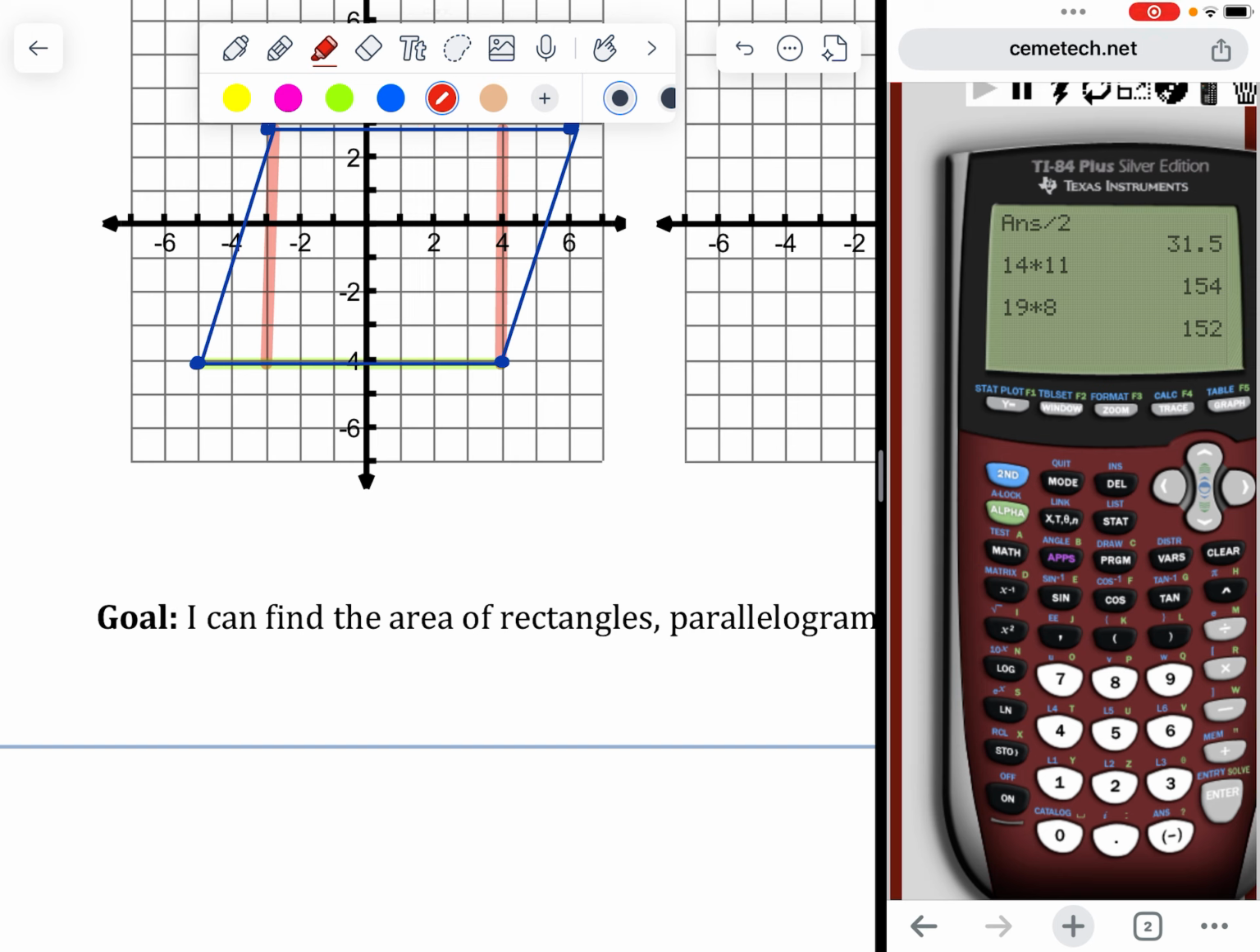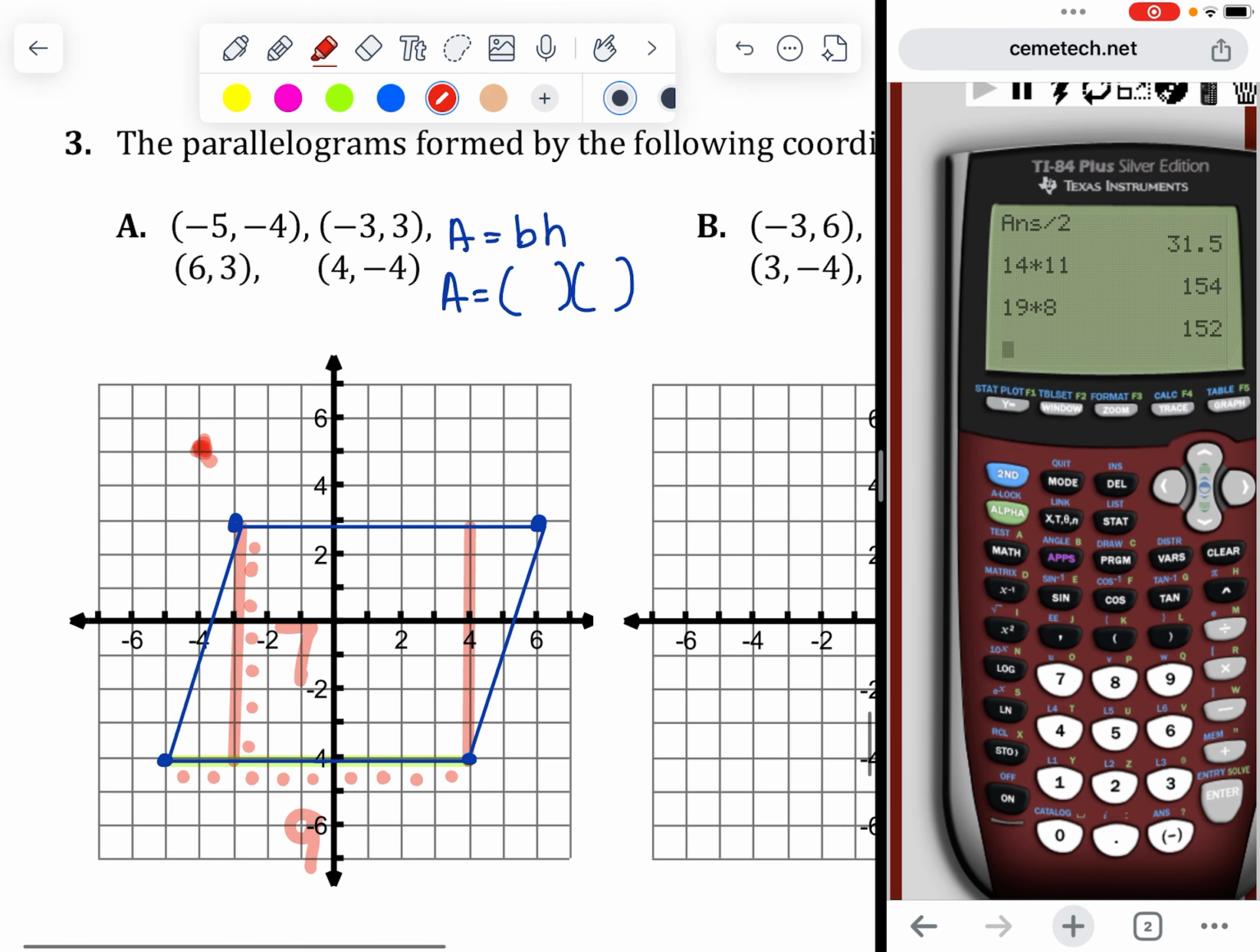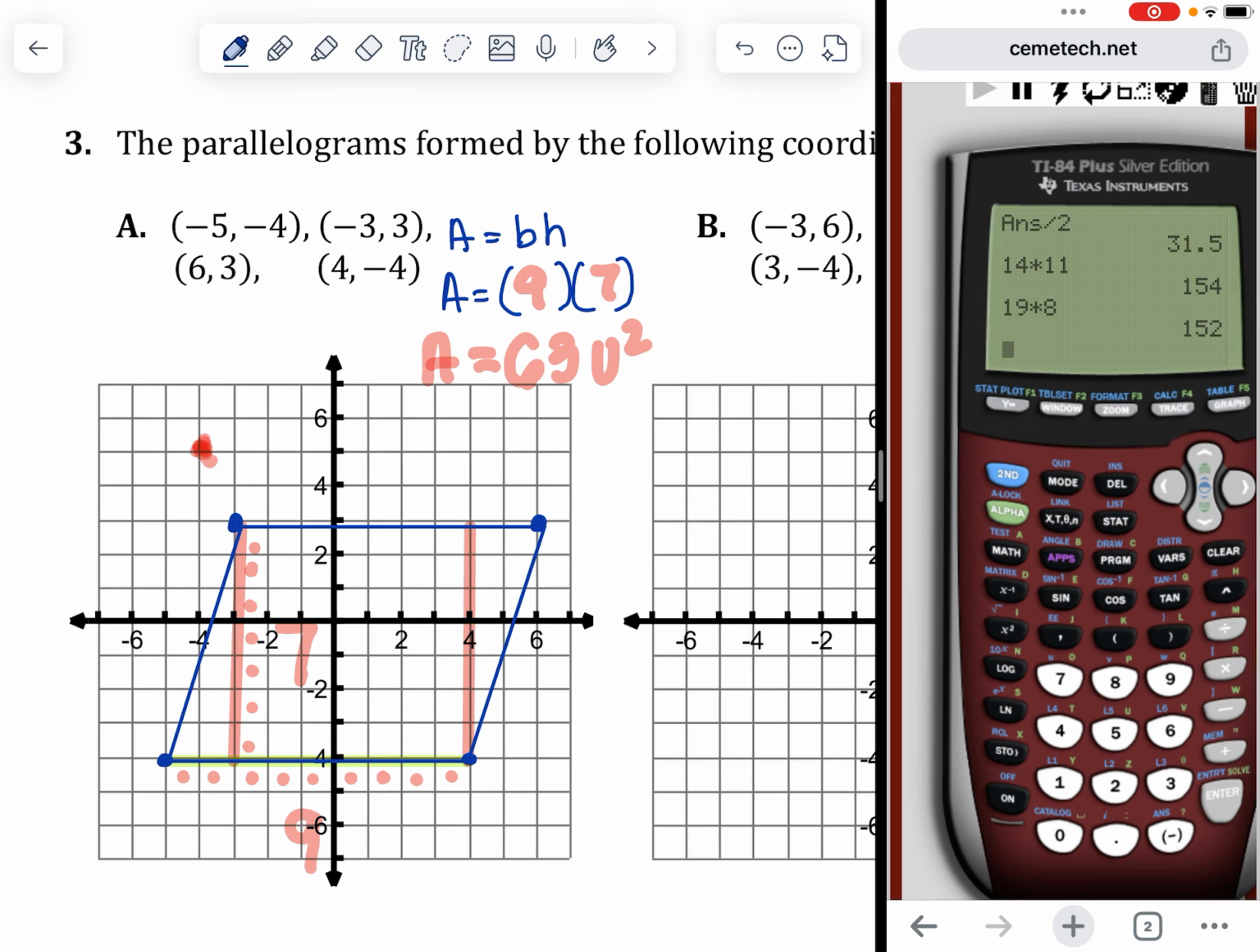Okay? All right, so that's 1, 2, 3, 4, 5, 6, 7. My height is 7. I guess we're going to do it in highlighter for the rest of the problems. And then my base, 1, 2, 3, 4, 5, 6, 7, 8, 9. So base 9, height 7, area equals 63 units squared.